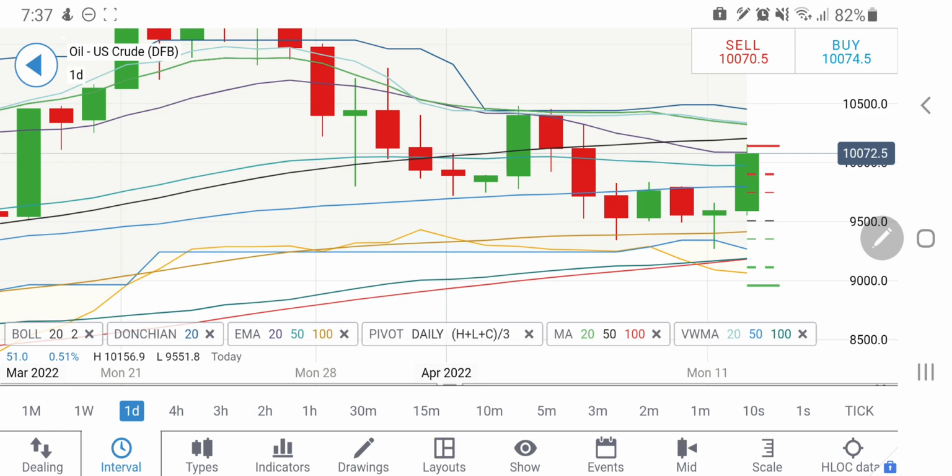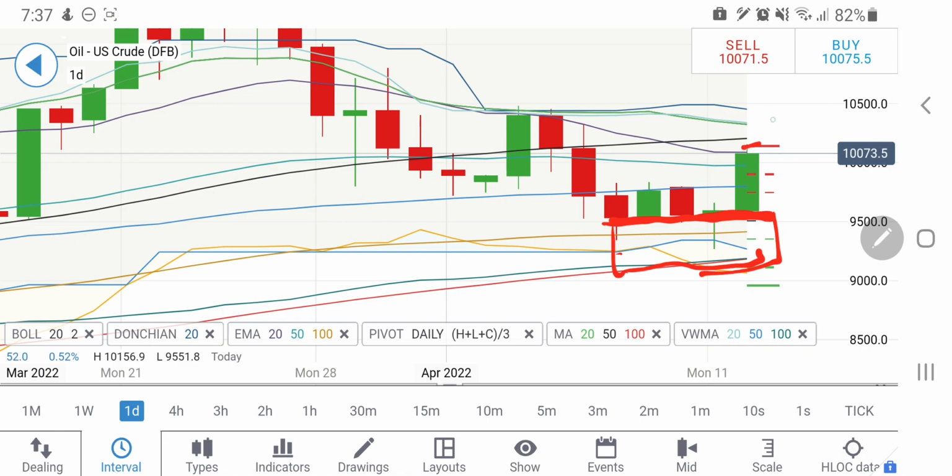Now look at this, the oil has taken support. I have always maintained that this zone at 95 and then the levels at $90, this zone is a very strong support for oil, and that is what has happened with the support at 95. It has given a strong rise.